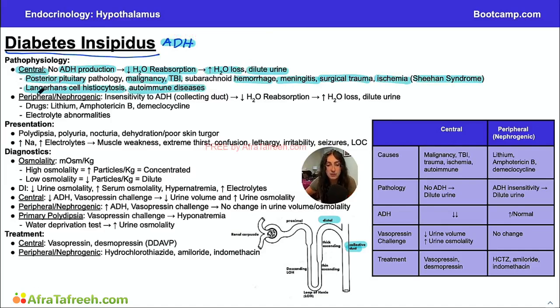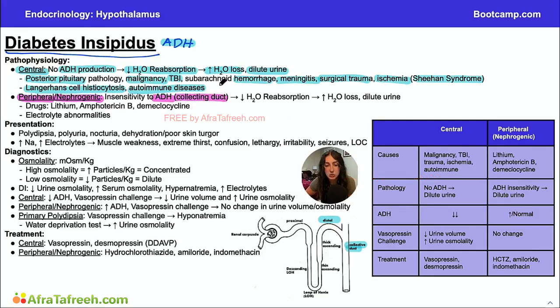Now, the other cause of diabetes insipidus, instead of a central cause, is a peripheral cause or a nephrogenic cause. These two are kind of used interchangeably. So you might hear peripheral diabetes insipidus, or you might hear nephrogenic diabetes insipidus. And this means that we have ADH that's being produced. ADH is in circulation. However, it's not acting at the collecting duct. It's not exerting its effects.